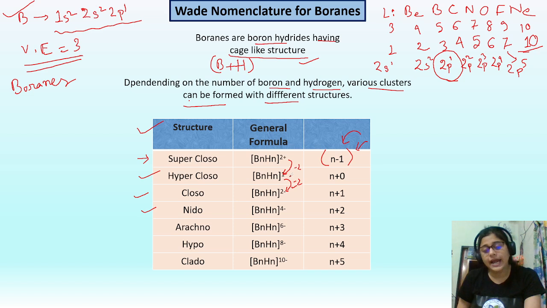If we add the minus 2, but here it is actually a defined case. Let's not think about that. But here, if we add minus 2, here also if we add minus 2, okay. Here also if we add minus 2, okay. So supercloso, hypercloso, closo, nido, arachno, hypoclado. These you have to remember.